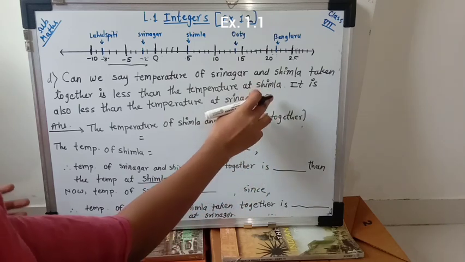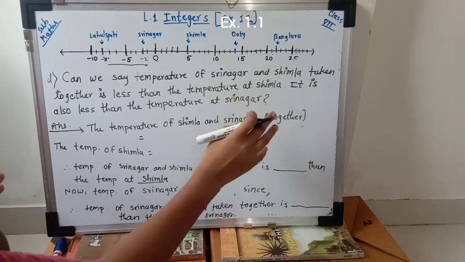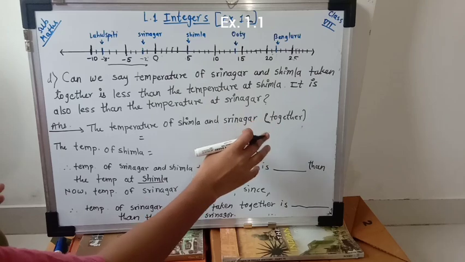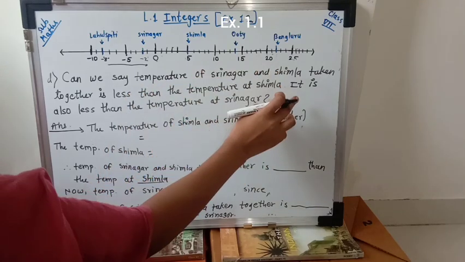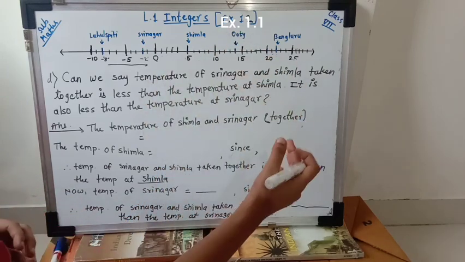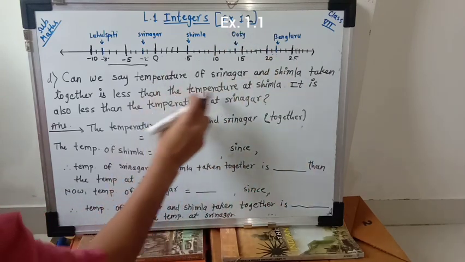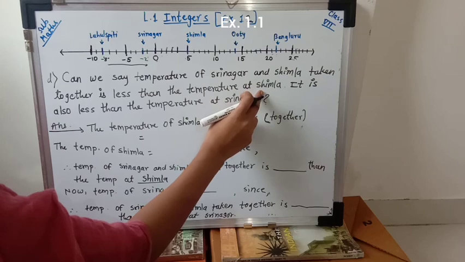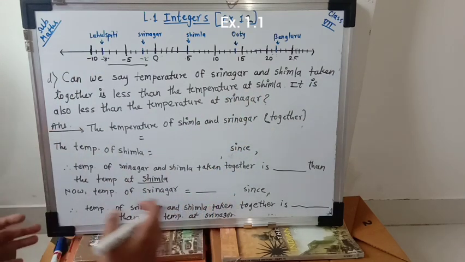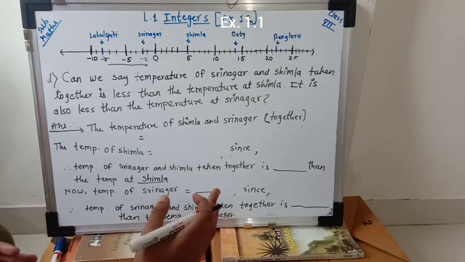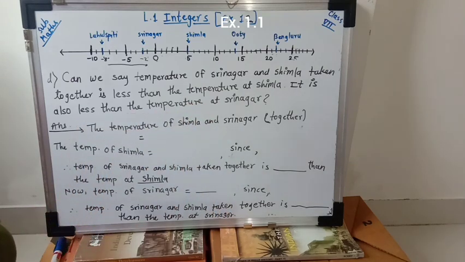The temperature of Shimla is less than, means here they are saying, if we add the temperature of Srinagar and Shimla, that temperature after adding is less than the temperature at Shimla, and that same temperature after addition of Srinagar and Shimla is also less than the temperature at Srinagar. That we have to find out.